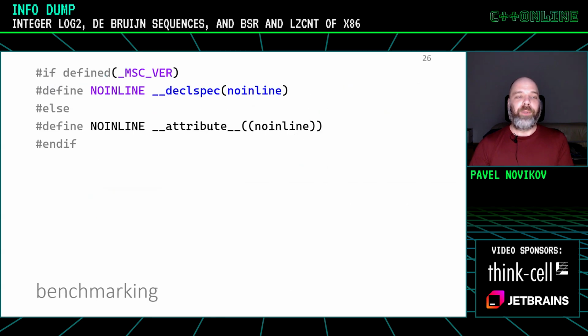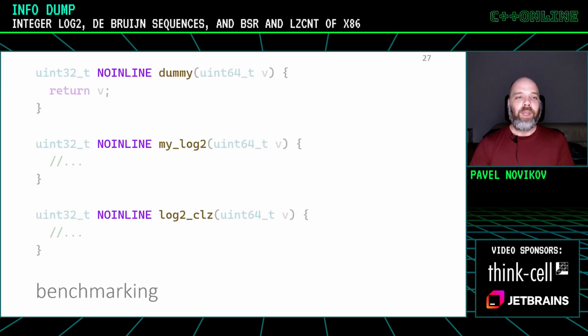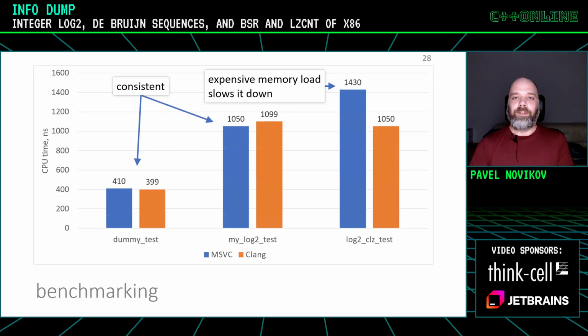So what can we do? We can make all our functions non-inline, using these macros. Here is how we can do it. And here are the results. Now everything is non-inline, and the optimization is somewhat impeded. We can see that for the dummy test and my log2, which uses De Bruijn sequences, we get somewhat consistent results.